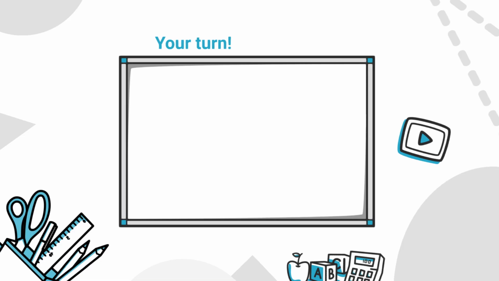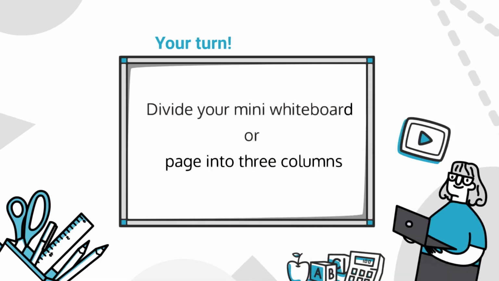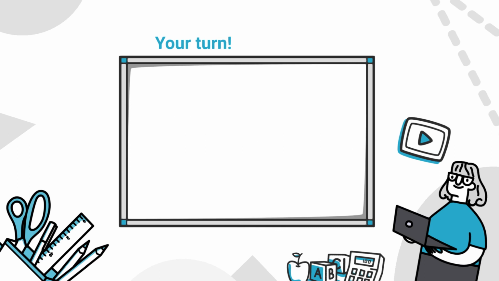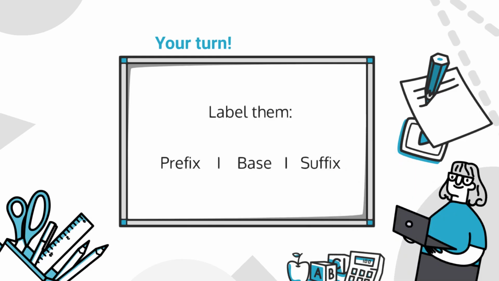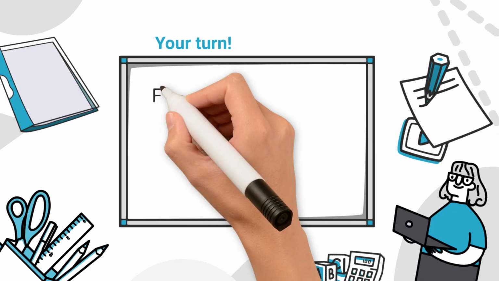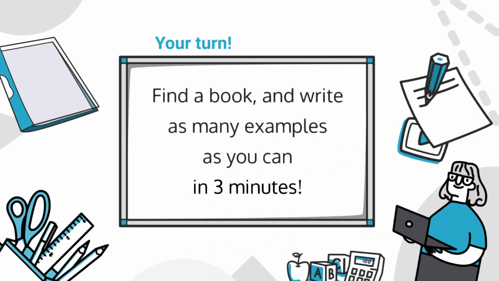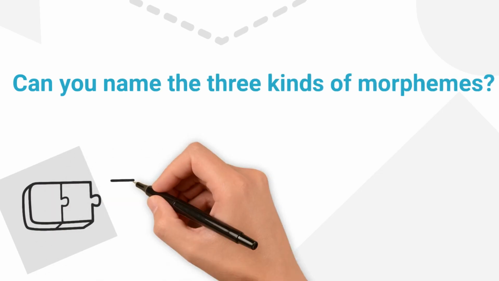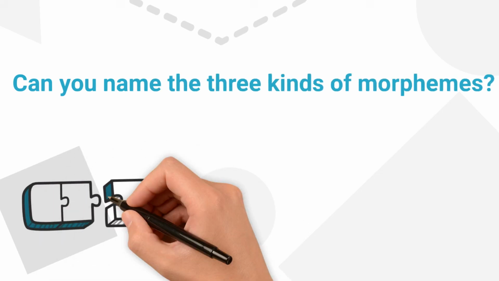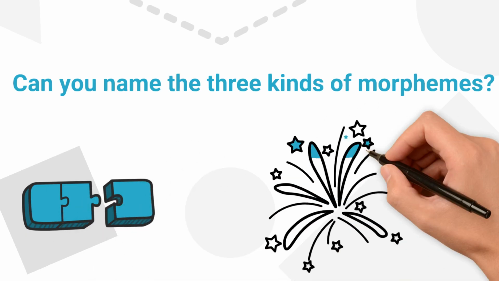It's your turn. Divide your mini whiteboard or page into 3 columns. Label them prefix, base, and suffix. Find a book and write as many examples as you can in 3 minutes. Can you name the 3 kinds of morphemes and where they come in relation to the base? Now you know English isn't an irregular system that only represents sounds.